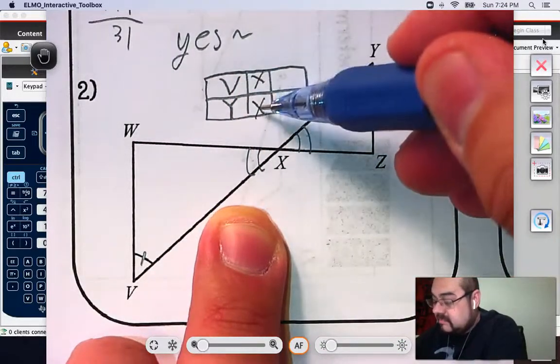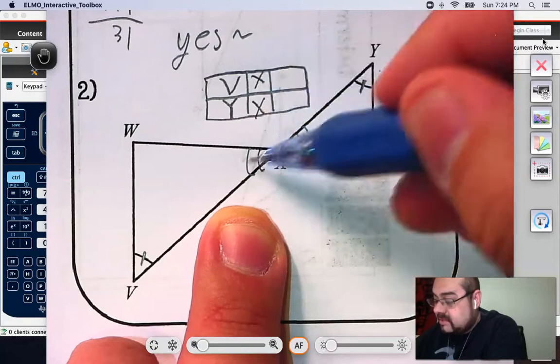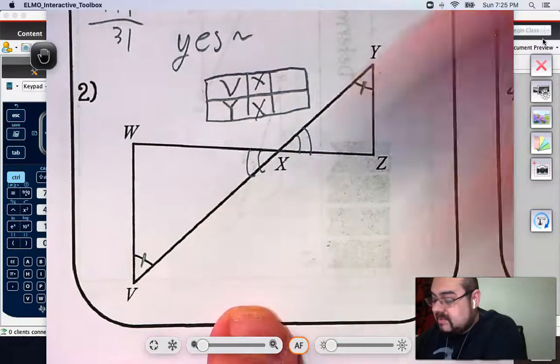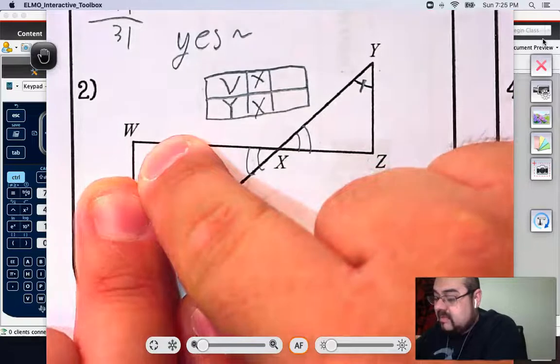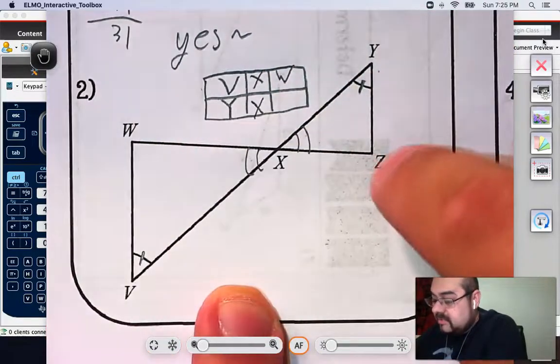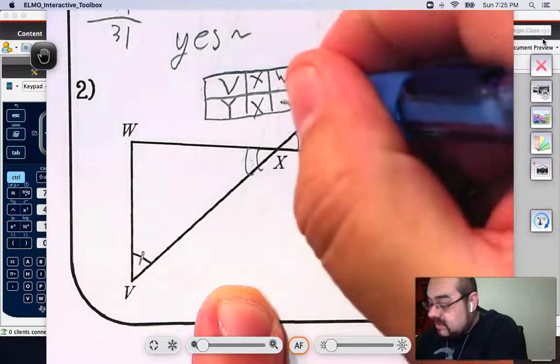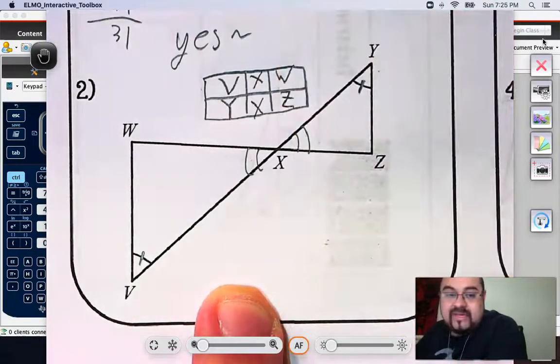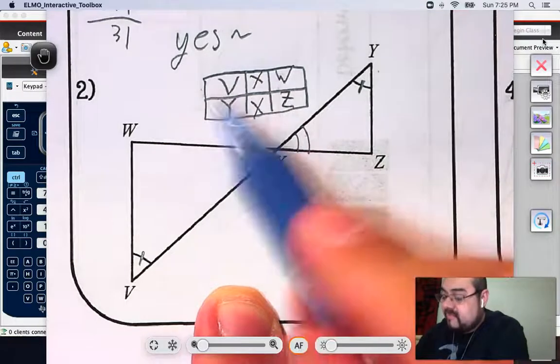X corresponds with X because it's the same angle. And then the last angle is the angle that doesn't have anything written on it. So on this triangle it's going to be W. On this one, the angle that doesn't have anything written on it is angle Z. And now I have my grid.